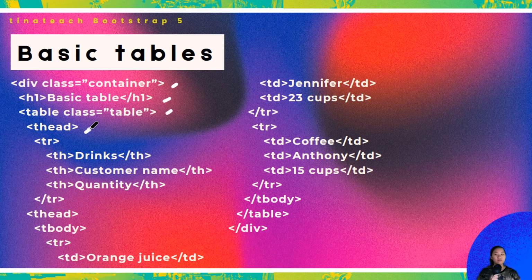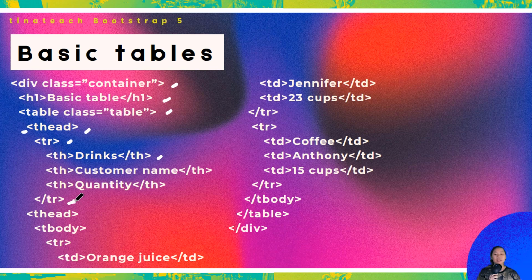So this is the heading, the first part of the table. And then table row, preceded by table header because we're in the table head tag. Okay, we haven't escaped that yet. We're still dealing with that. Next up is customer name, quantity, and drinks.